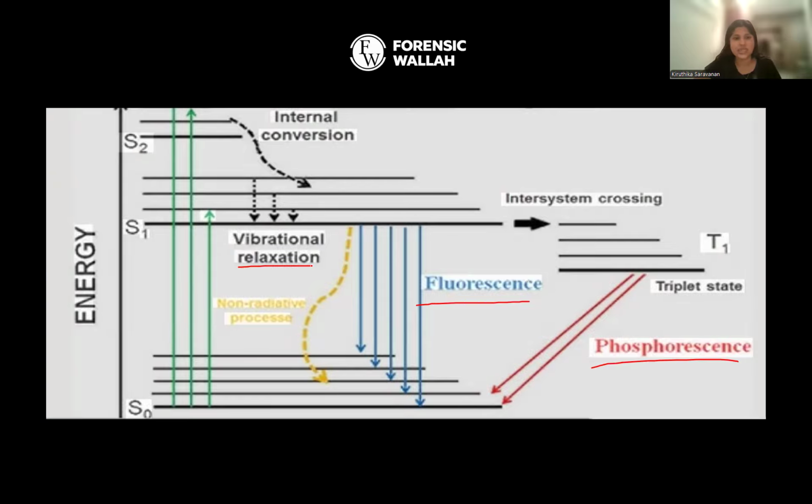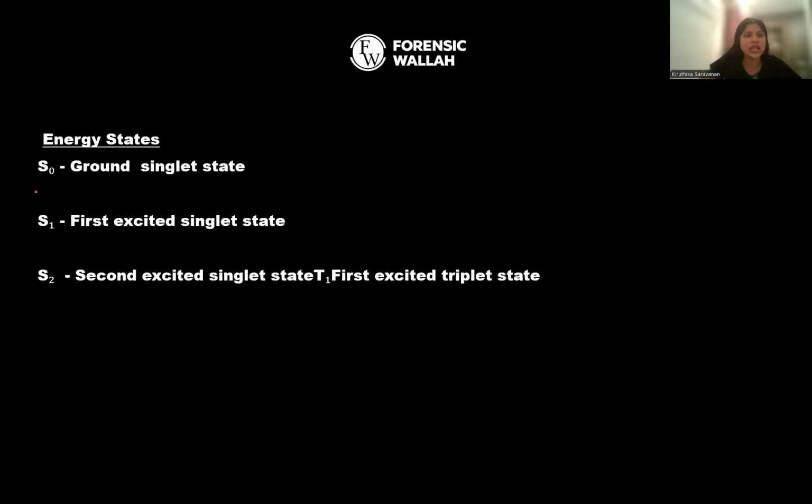I hope the Jablonski diagram is clear. As you can see, S0 is the ground singlet state, S1 is the first excited singlet state, S2 is the second excited singlet state, and T1 is the first excited triplet state respectively.